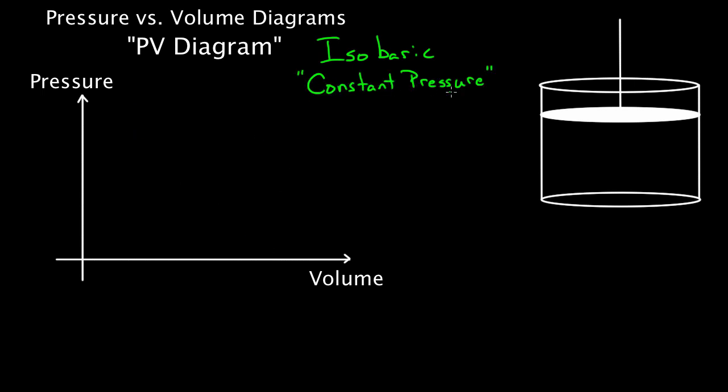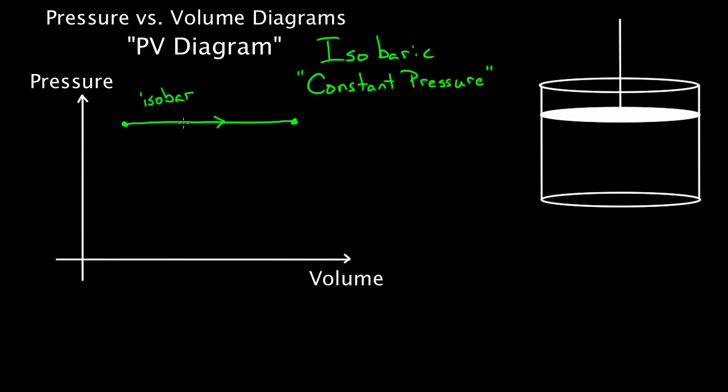Well, if you want to maintain constant pressure, you can't go up or down. Because if I were to go up, my pressure would be increasing. If I were to go down, my pressure would be decreasing. The only option available is to go along a horizontal line. Sometimes these are called isobars. An isobar for short. This is an isobar.